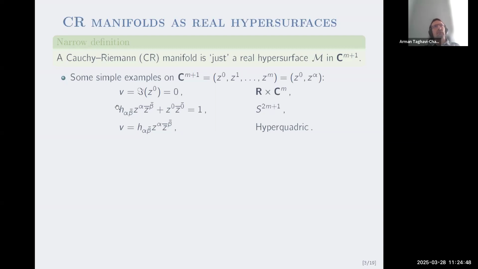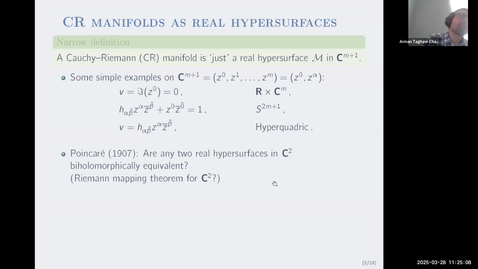The first one is said to be Levi flat. It's not so interesting. It's really diffeomorphic to R × C^m. And the other two are CR diffeomorphic, or CR equivalent, to each other locally.